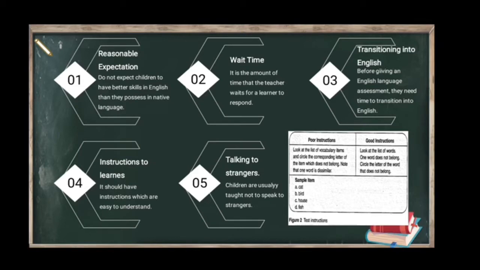And the second, wait time. It is the amount of time that the teacher waits for a learner to respond. For instance, when we explain something to the students, it's better for us to give them 5 to 10 minutes to understand what we talk about. Avoid explaining continuously, because we don't know whether the students can understand what we mean about the material that we convey to them.